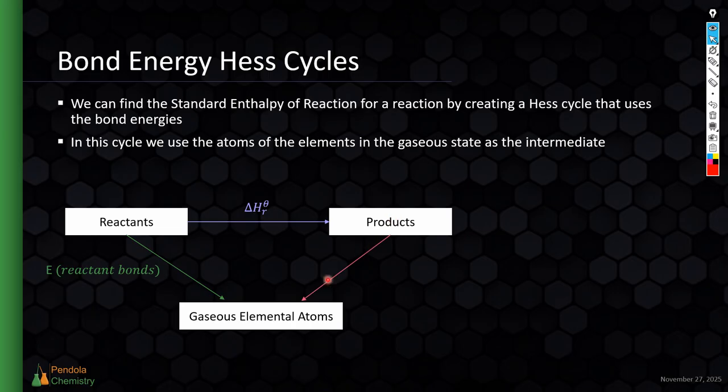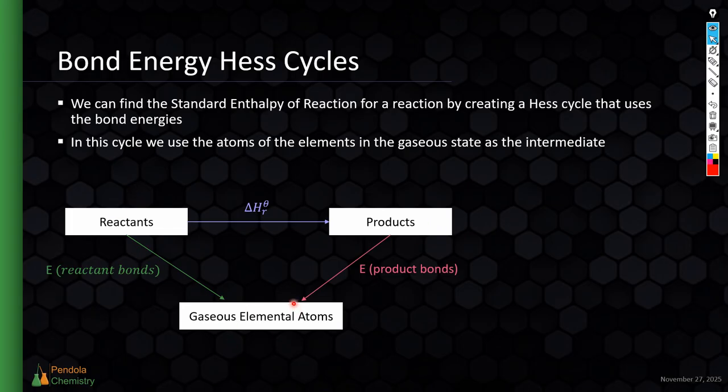We can do the same with the products. Now notice that both these arrows are pointing down. Why are these arrows pointing down? Because when we talk about bond energies, we're talking about the breaking of bonds, not the formation. Remember, bond energies are always positive because we're talking about bond breaking. So we're going to go from the reactants to the atoms because we're breaking the bonds in the reactants and forming the gaseous atoms. And then the same thing for the products. We're going from the products to the gaseous atoms. And those are the arrows that represent the bond energy for both the reactants and the products.